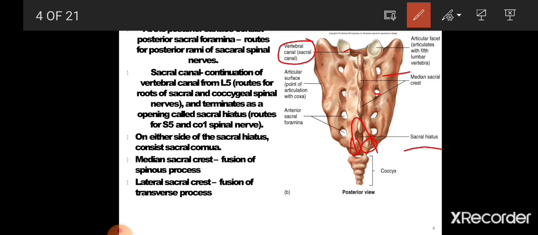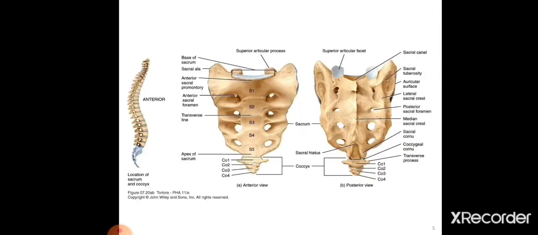Then in the midline the median sacral crest is found, which is formed by the fusion of the spinous processes of all the sacral vertebrae. Now the lateral sacral crest is formed by the fusion of the transverse processes of the sacral vertebrae. So this is the lateral sacral crest. So here we can see the anterior surface as well as the posterior surface of the sacrum and the location of the sacrum in the vertebral column.